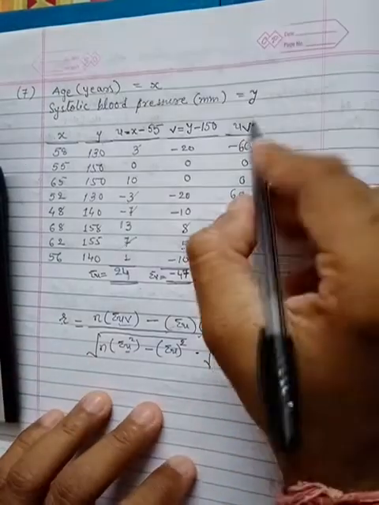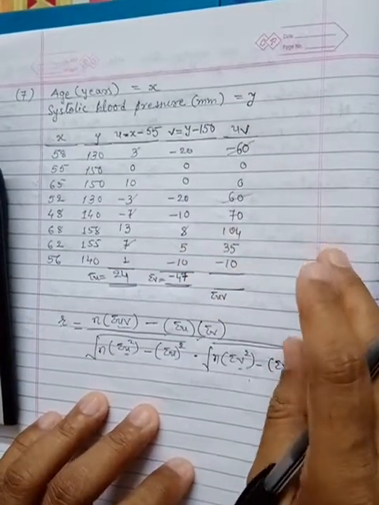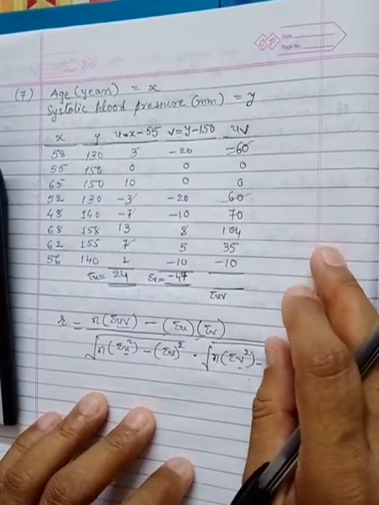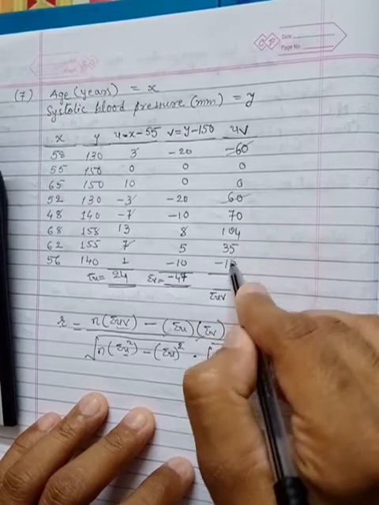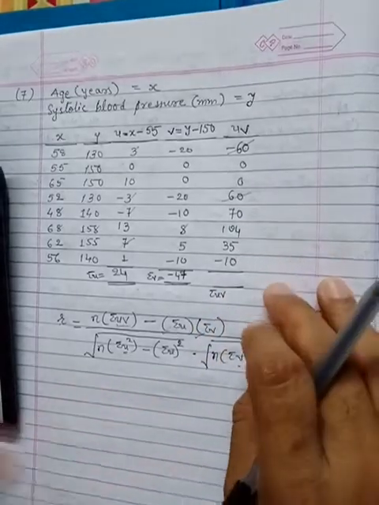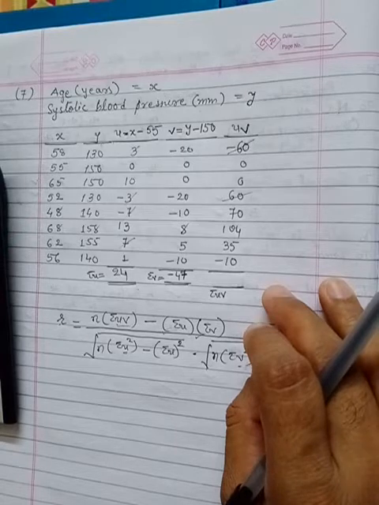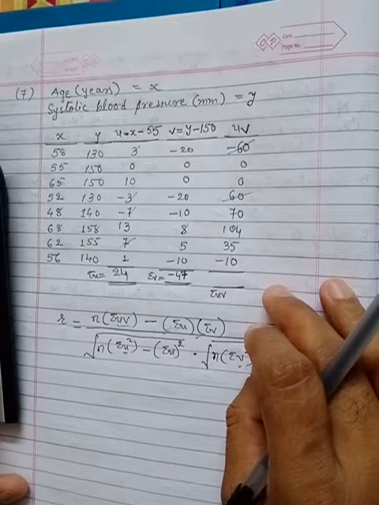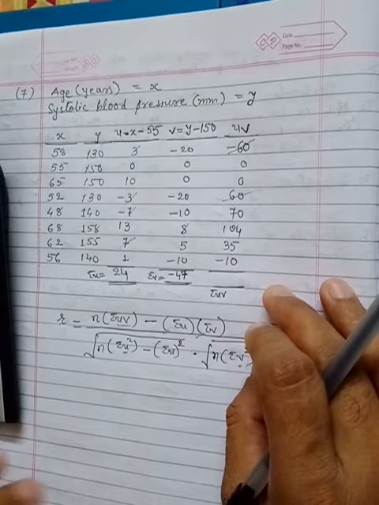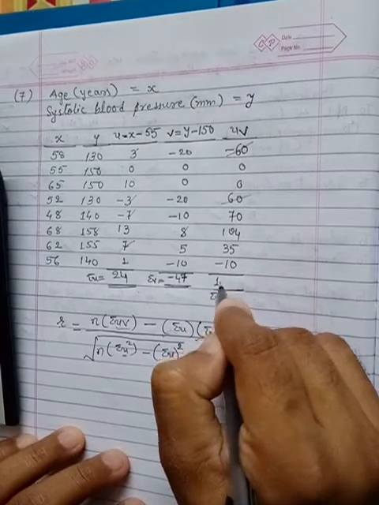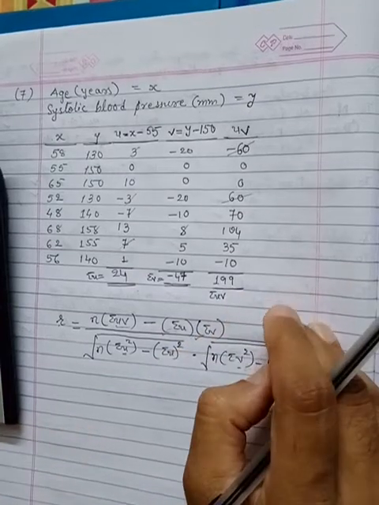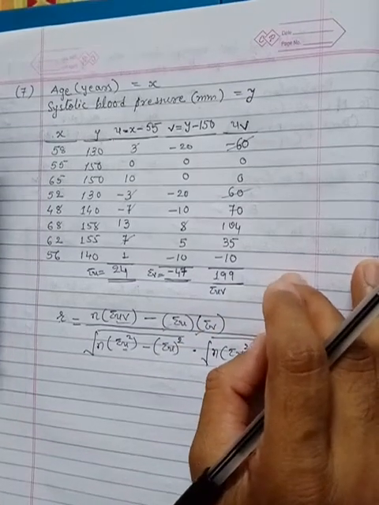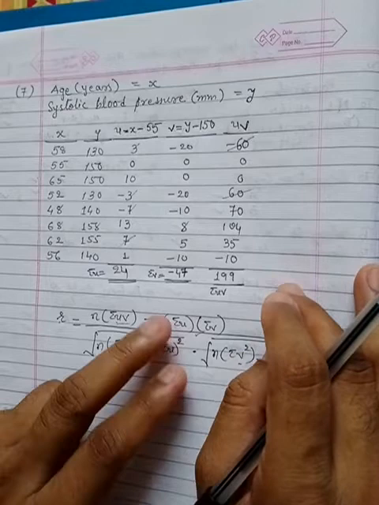So minus 60 plus 60 cancel, you can see. Correct? Now we'll total up these three values and we'll deduct 10 from it. So you can see 70 plus 104 plus 35 comes to 209, minus 10, so it is 199. This is your total of the UV column, that is sum of UV.